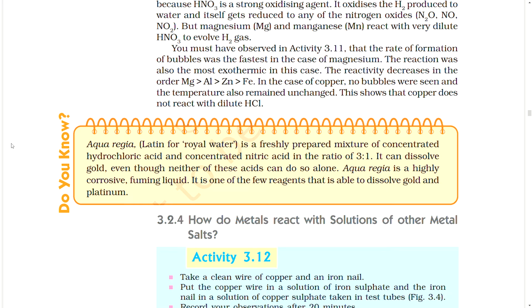Do you know? Aqua regia, Latin for royal water, is a freshly prepared mixture of concentrated hydrochloric acid and concentrated nitric acid in the ratio of 3:1. It can dissolve gold, even though neither of these acids can do so alone. Aqua regia is a highly corrosive fuming liquid. It is one of the few reagents that is able to dissolve gold and platinum.